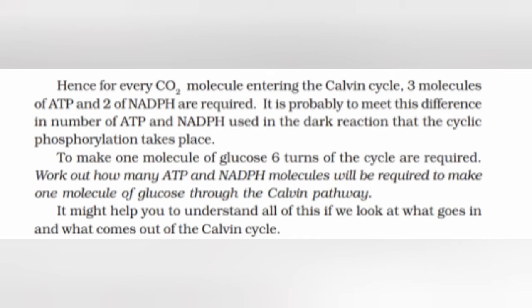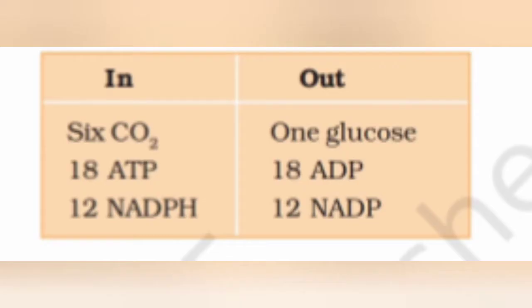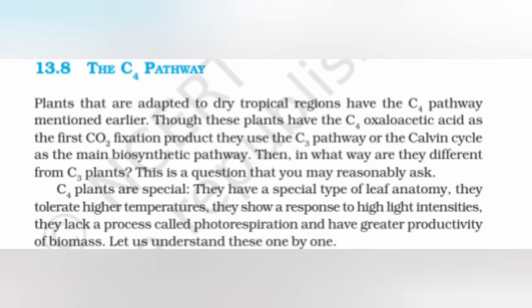It might help you understand all of this if we look at what goes in and what comes out. So goes in 6 molecules of carbon dioxide, 18 ATP and 12 NADPH. What comes out is 1 molecule of glucose, 18 ADP and 12 NADP. Here is the C4 pathway.